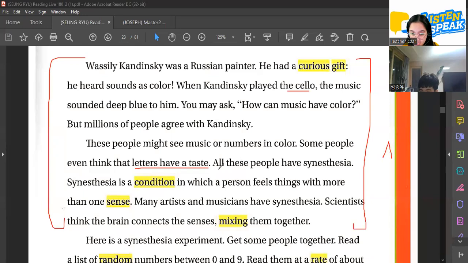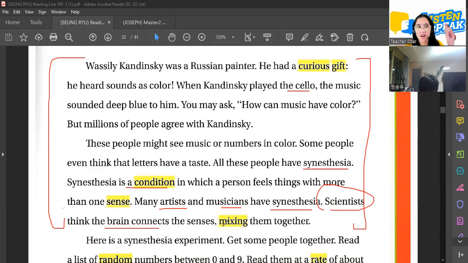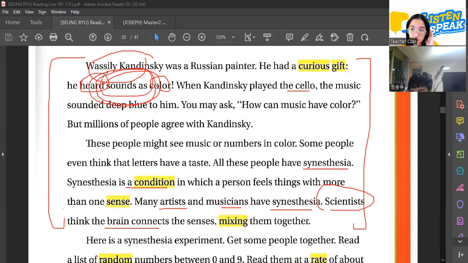All of these people have synesthesia. Synesthesia is a condition in which a person feels things with more than one sense. Mostly artists and musicians have synesthesia, because scientists believe that their brain connects the senses. For example, Vasily Kandinsky mixed two senses: the sense of sight for colors and the sense of hearing for sound. So it mixed up.